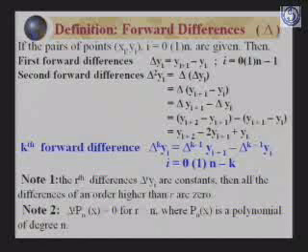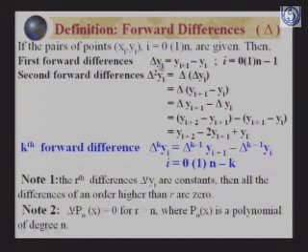Please show the slide. In forward difference we have delta y_i, which will be y_(i+1) minus y_i, because we are taking the successive value y_(i+1), so the difference between the two will be y_(i+1) minus y_i. The second order difference, delta squared y_i, will be delta of delta y_i, and delta y_i is already known to you: it is y_(i+1) minus y_i.